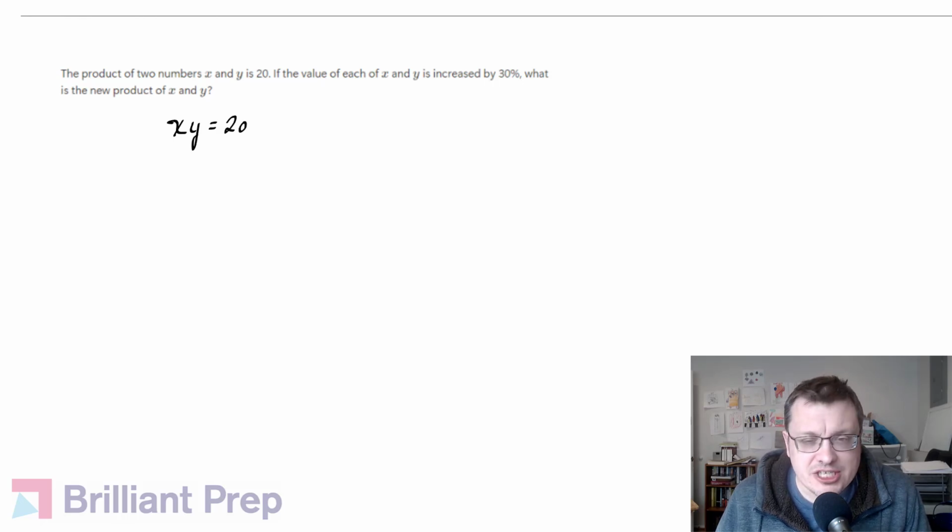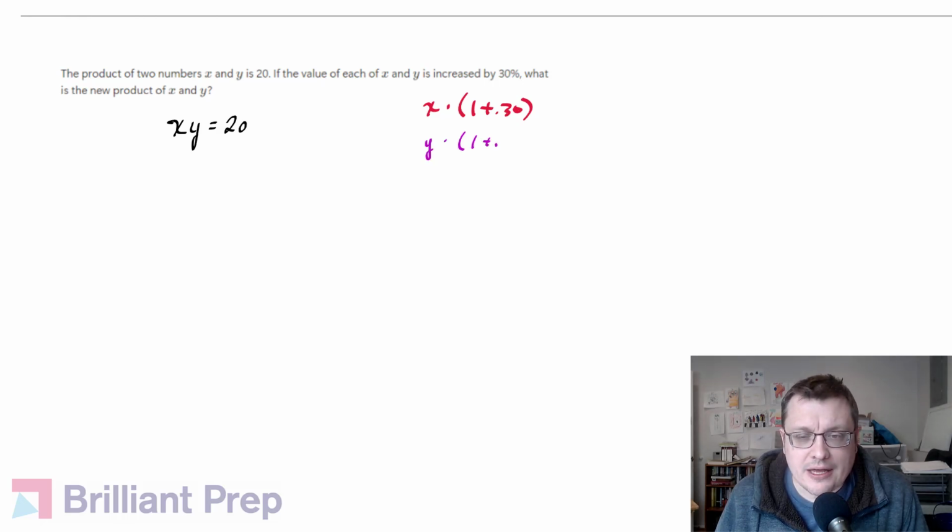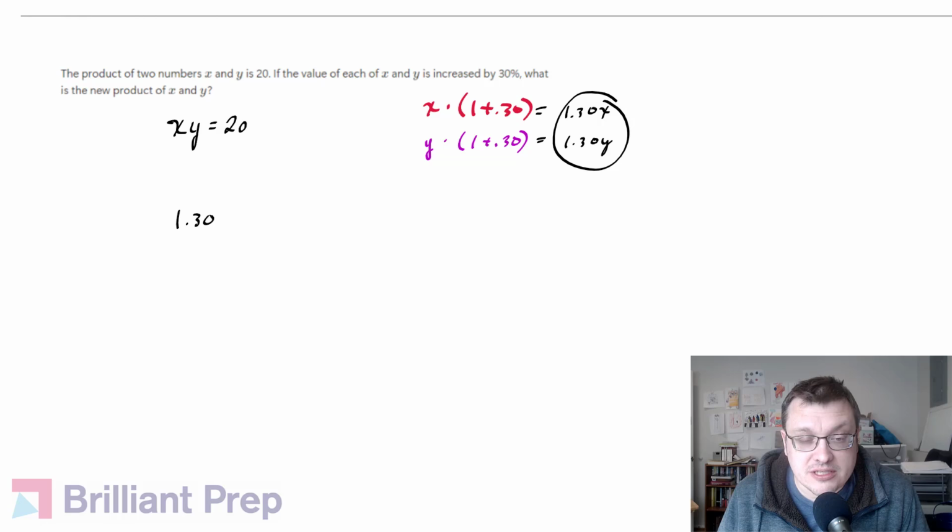Using my percent change trick, if I want to increase x by 30%, I would multiply it by 1 plus 0.30. That's a 30% increase. And similarly, if I want to increase y by 30%, I would multiply it by 1 plus 0.30. So in other words, what I'm going to have after the change is 1.3 times x and 1.3 times y. So let's figure out what would be the product of these new numbers here. So 1.30x times 1.30y.